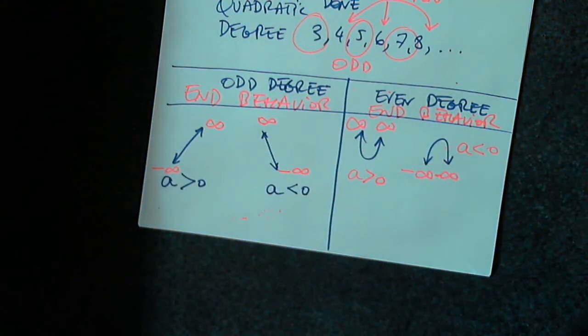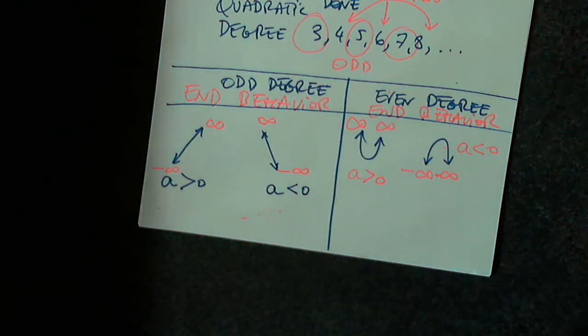This is the end behavior for any even degree. So if I say degree 8 and the positive leading coefficient, what will you say? Degree 8 and positive leading coefficient. I give you the options: 1, 2, 3, 4. Exactly. Even degree, positive leading coefficient.